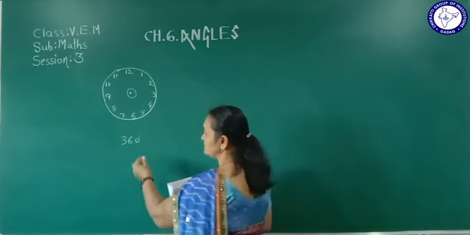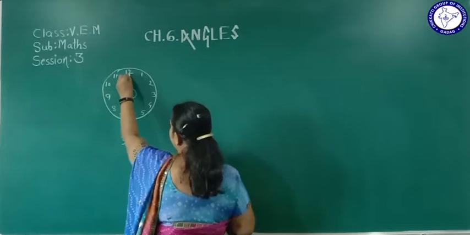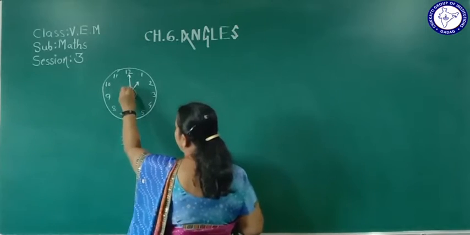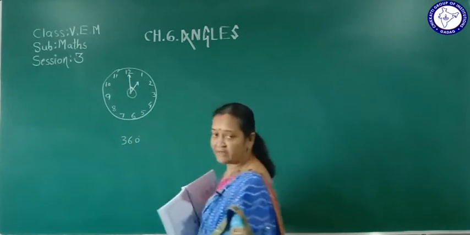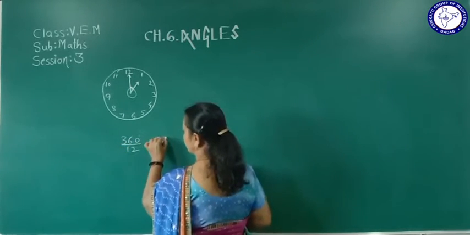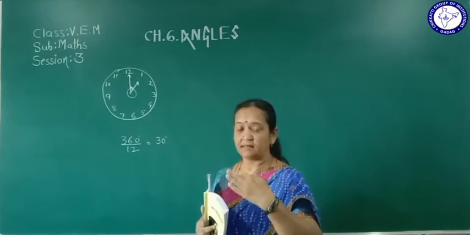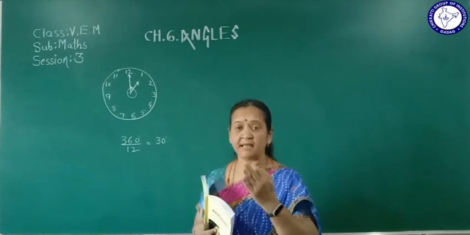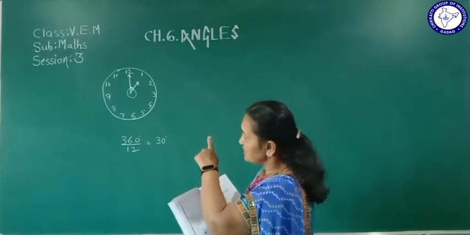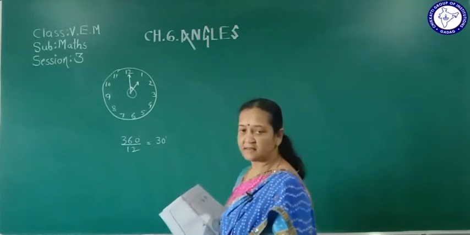Okay, so suppose here is the minute hand and this is the hour hand, then what is the angle between both the hands? Then what we do, 360 divided by 12, it is 30 degrees. When our hour hand moves to its next number, then only 30 degrees is moved. Got this? Here 30 degrees is moved. So the angle between any two numbers in a clock is 30 degrees.